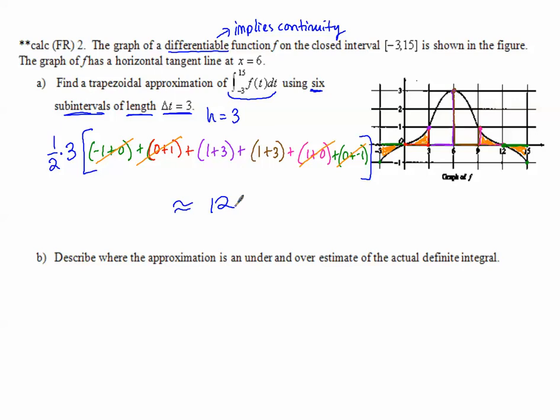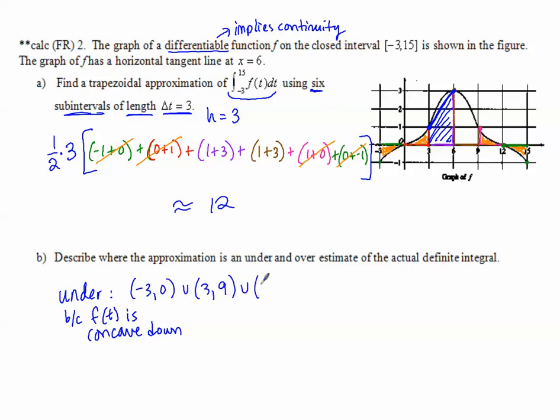Now, decide whether the approximation is an under or an overestimate of the actual definite integral. We just look at the concavity. So everywhere there's an underestimate is going to be because the function f of t is concave down. We can see that it's going to be an underestimate because if I connect from end to end, that's beneath the curve. So that's underestimating when it's concave down. So where is the function concave down? -3 to 0, 3 to 9, and 12 to 15. Those are all the intervals where the function is concave down.